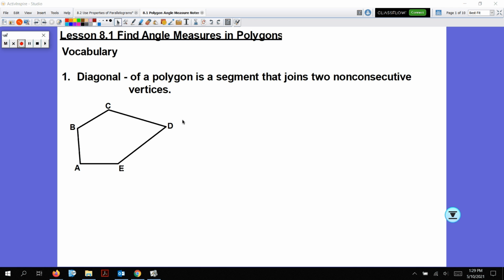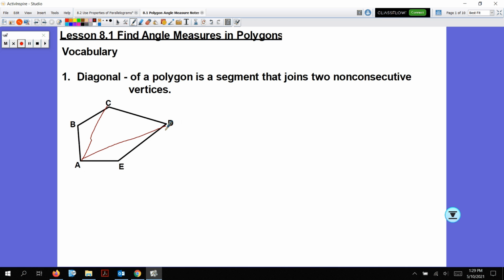Anyway, just to recap the definitions that you were supposed to do over the weekend, a diagonal of a polygon is a segment that joins two non-consecutive vertices. So if I draw all the diagonals from vertex A, A to C is a diagonal, A to D is a diagonal, okay? Then I can draw all the diagonals from B. B to E is a diagonal, B to D. And then all the diagonals from C. The only one I don't have drawn is from C to E. Okay, that is all of the diagonals in this particular polygon.